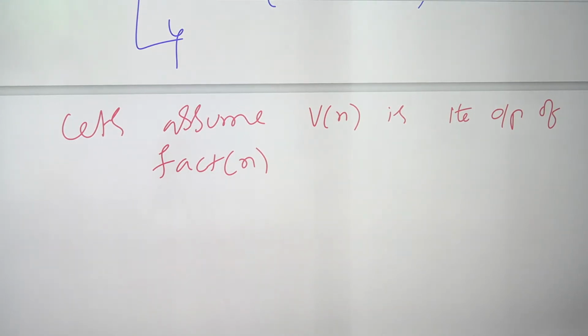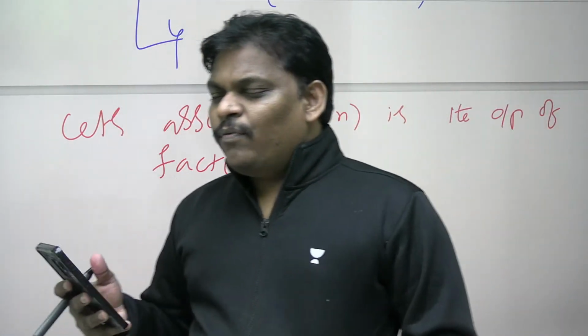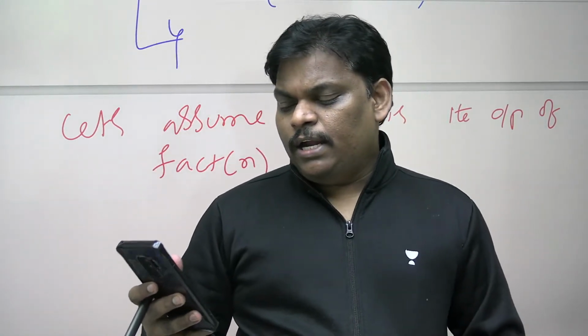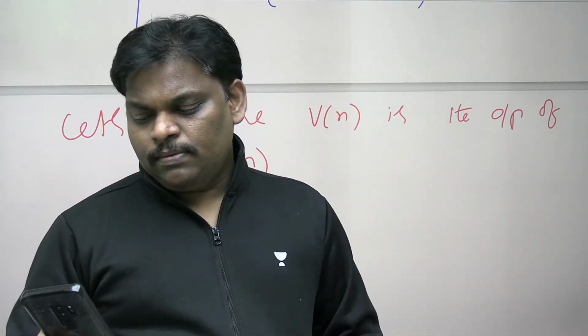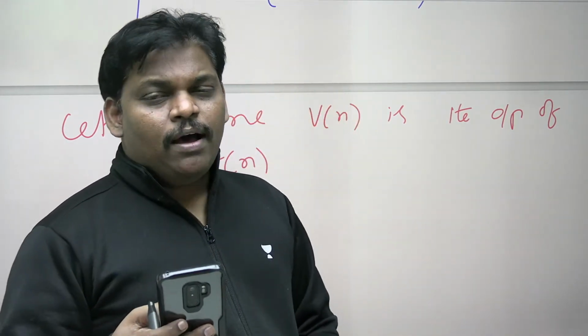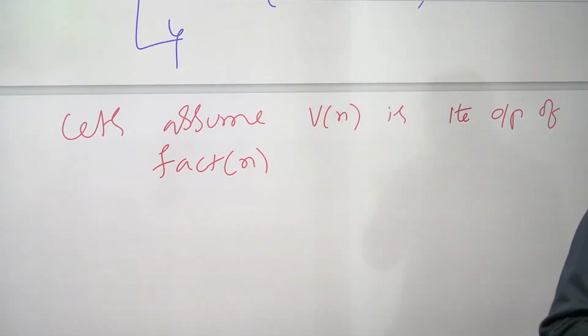Those people who are watching, please let me know. Fact of n output is V of n. Fact of n minus 1, what will be the output? Can anyone guess?